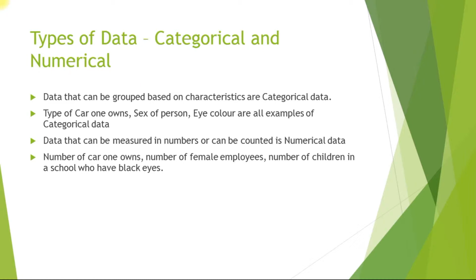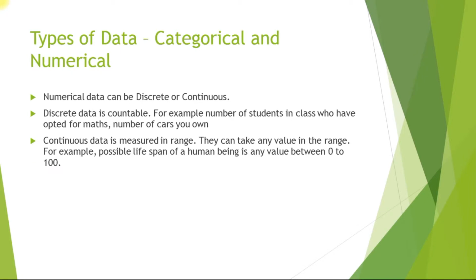Okay. So what is numerical data? Numerical data is data that can be measured in numbers. It can be counted. It is like how many cars one owns, how many female employees there are in an organization, the count of all children in a school who have black eyes. So these are examples of numerical data, and per the examples that we have discussed just now, they can be counted. Okay, let's move to the next area.